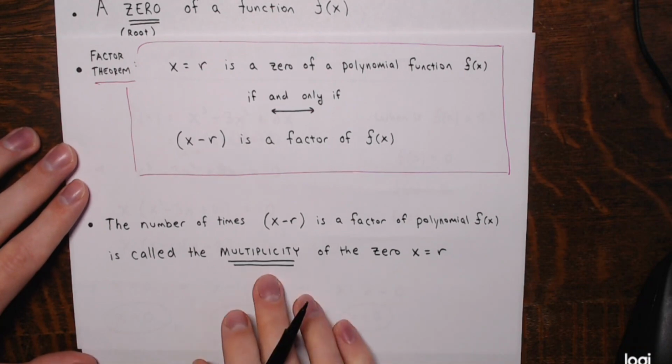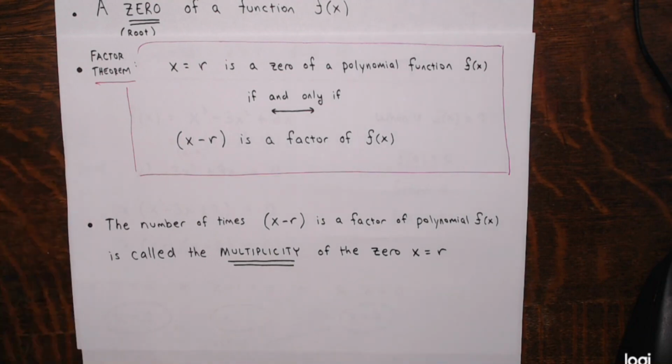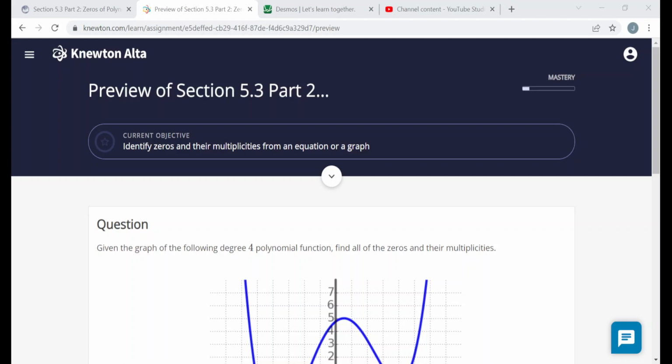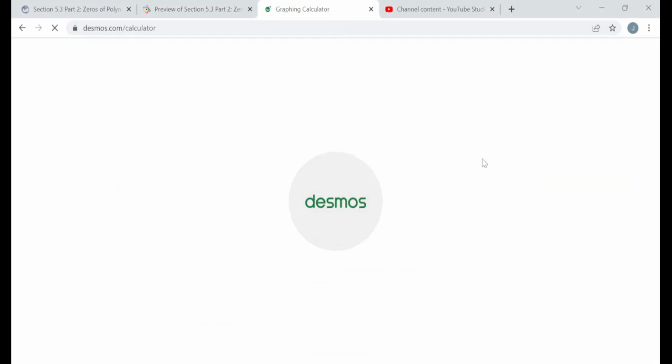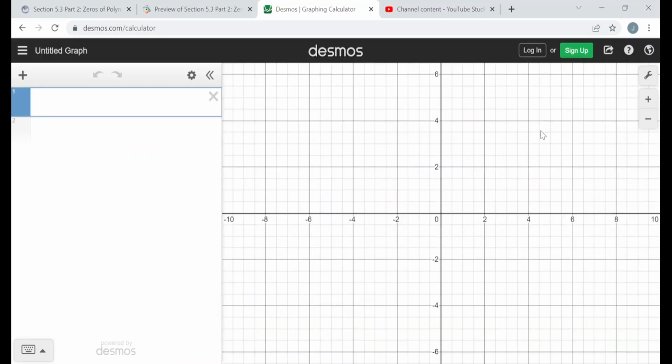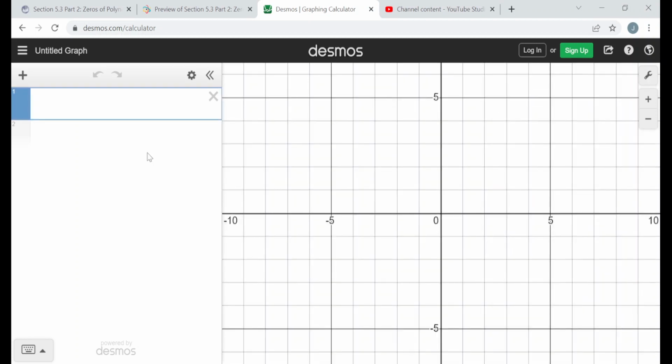Now, there's a relationship between multiplicities of a zero and their graphs. I'm going to show you that relationship by actually showing you some pictures of graphs. So I'm going to go to the Desmos website, desmos.com, a free online graphing calculator. Go to projector mode here, make things a little bigger. And let me show you.